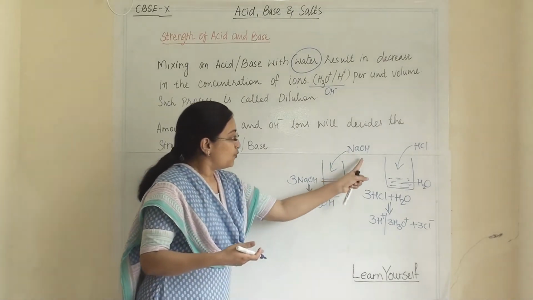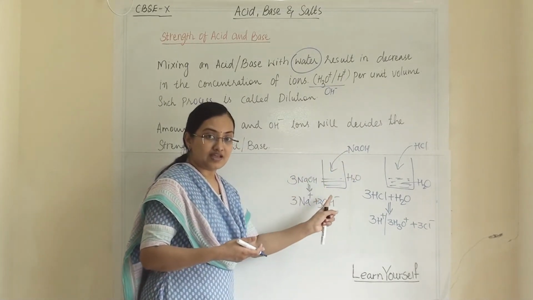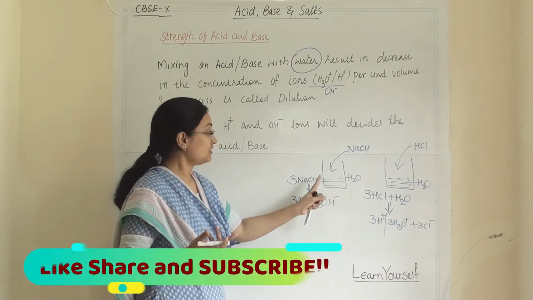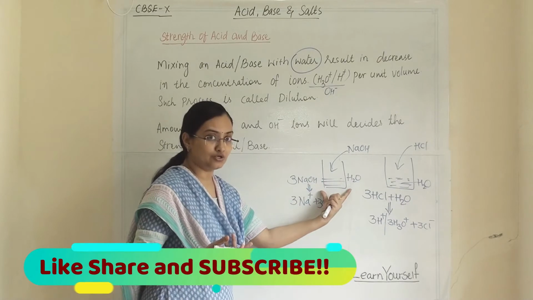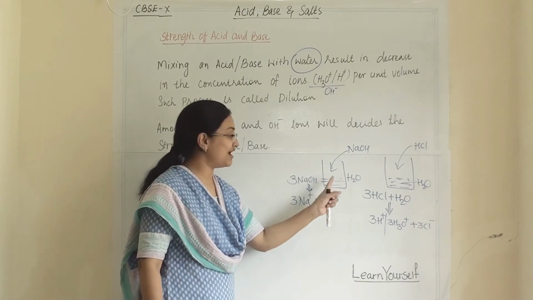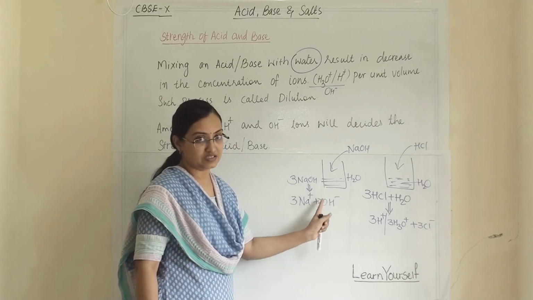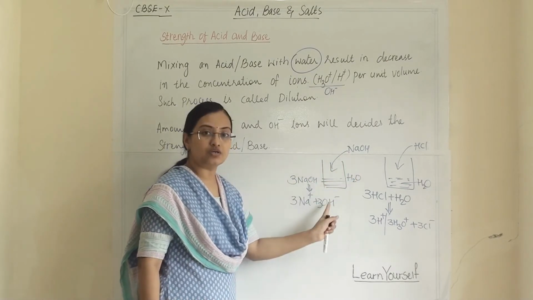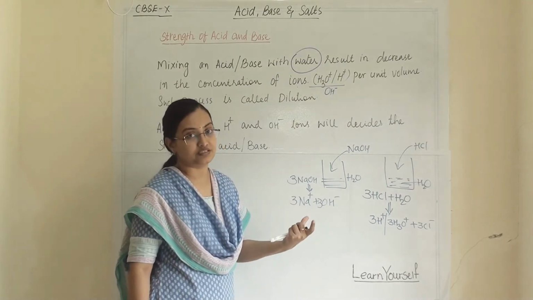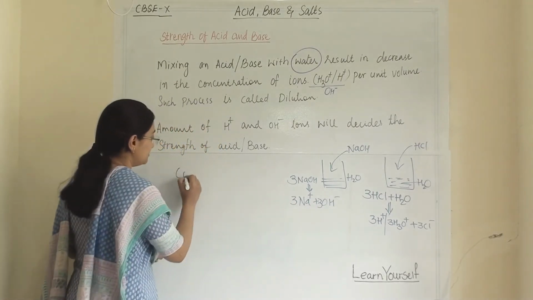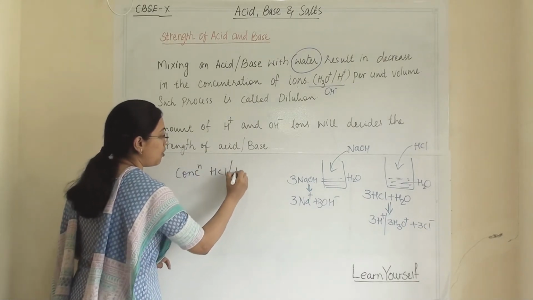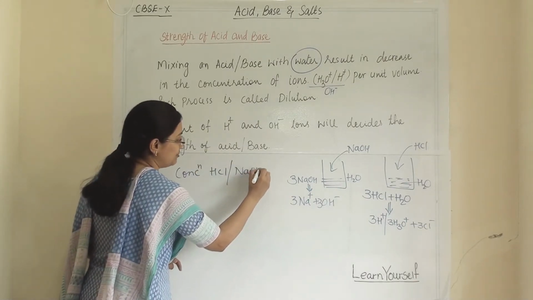So when you are adding more and more acid, this will become a concentrated solution. If in this solution the amount of water is more, then this is a diluted base. But when the base amount is more, then this is a stronger base or concentrated base. So we have seen this concentrated hydrochloric acid or base in our laboratory.